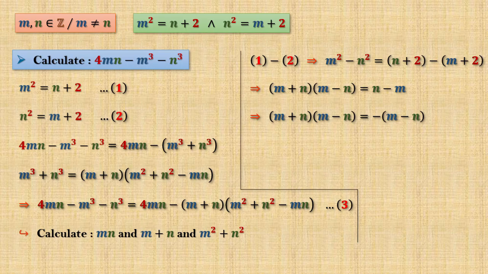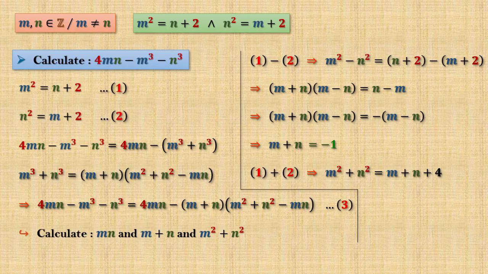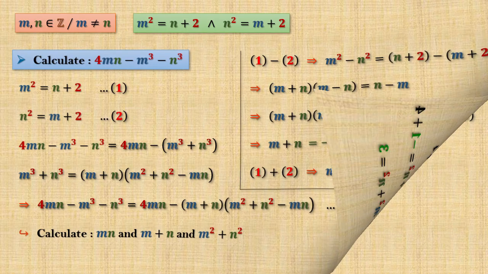Since m is not equal to n, we can divide by m minus n to find that m plus n equals negative 1. Next, we add equalities 1 and 2 to find that m squared plus n squared equals m plus n plus 4. Replacing m plus n with negative 1 gives m squared plus n squared equals negative 1 plus 4. Therefore, m squared plus n squared is equal to 3.